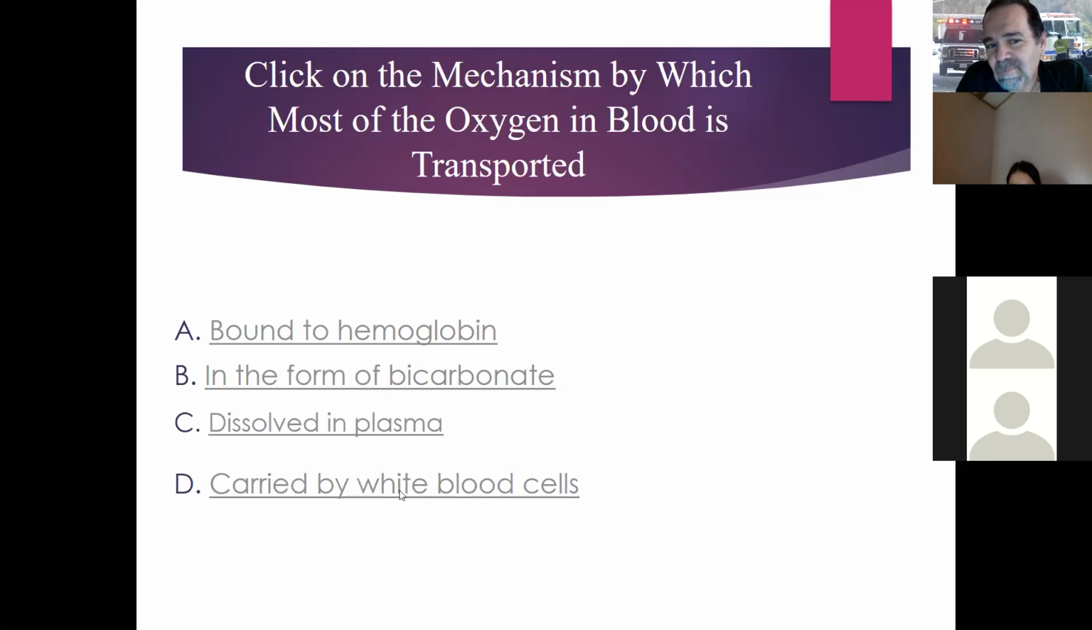Isn't it A? How many say A? Okay, just one? So about two. It's actually A, because remember, hemoglobin carries large amounts of oxygen. Bicarbonate is basically the way we get rid of waste products, but it doesn't carry oxygen. Oxygen is usually carried in hemoglobin.